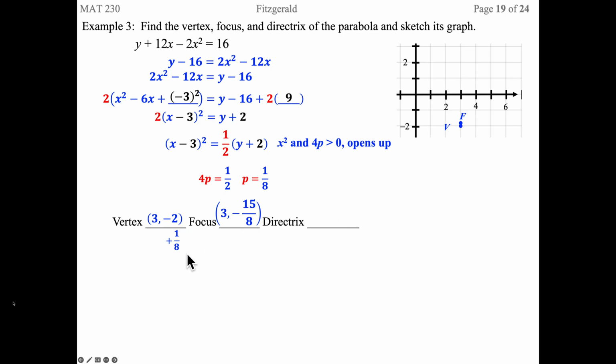And then double that distance. 1/8 would be 1/4. So here we'll go half, then half again, left and right. And your directrix line will be 1/8 below that. So here you would subtract 1/8 from the negative 2 to get y equals negative 17/8. Guaranteed on the test, you're going to need to know and do this completing the square to find these points and equations of lines. I guarantee it.